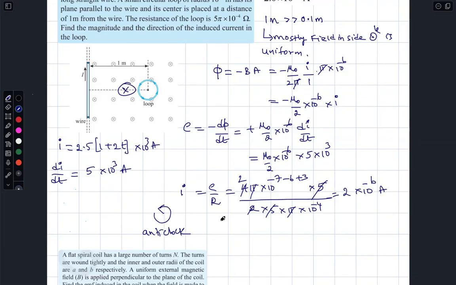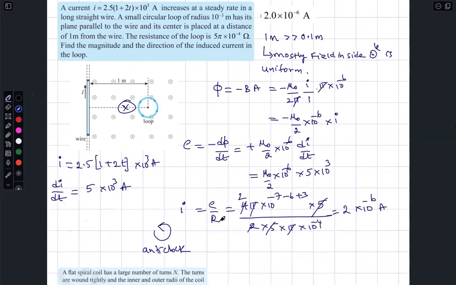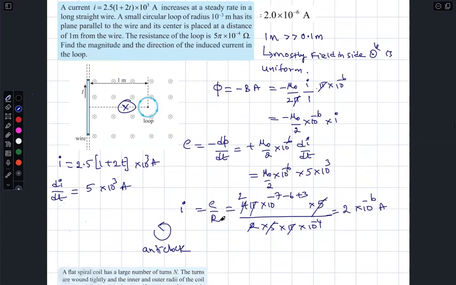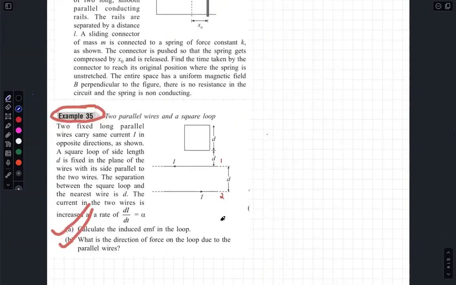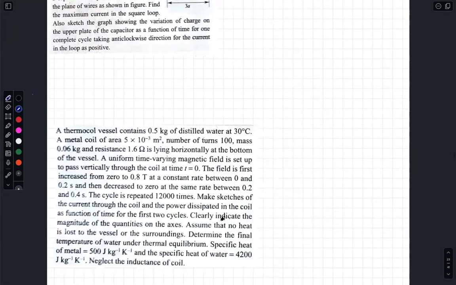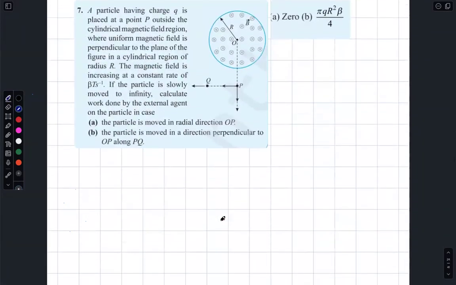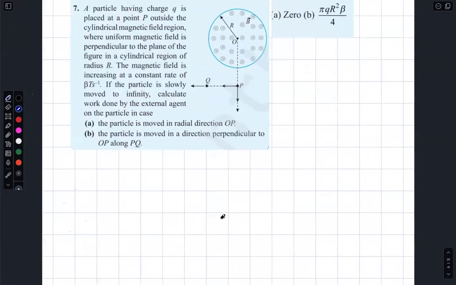Anti-clockwise sense. Boys and girls, any doubt, please ask me. Any student having doubt in this, please ask me. Yes, sir. Right. So the other problems, we will take up this question today.